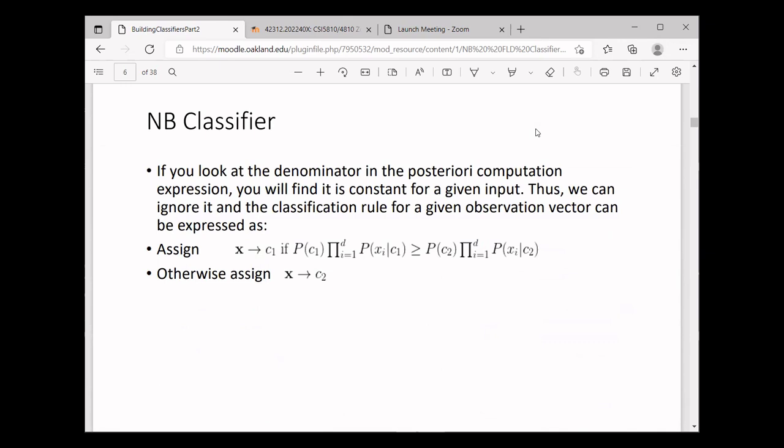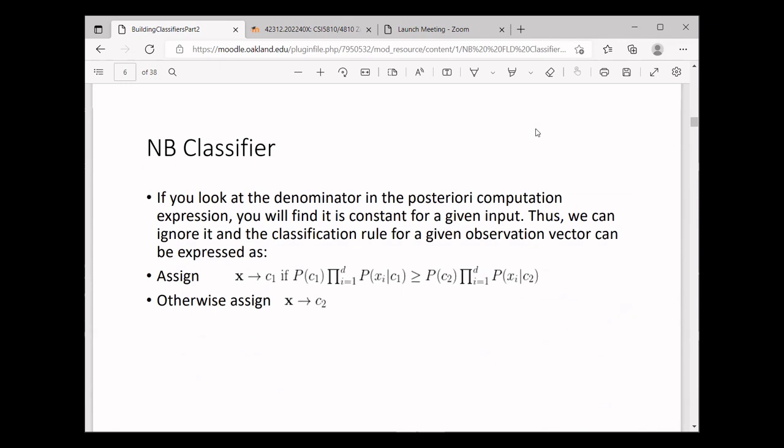So one can write down the formula that you want to assign a given observation vector x to class C1 if... if you go back to the previous slide, just a minute, let me go back.